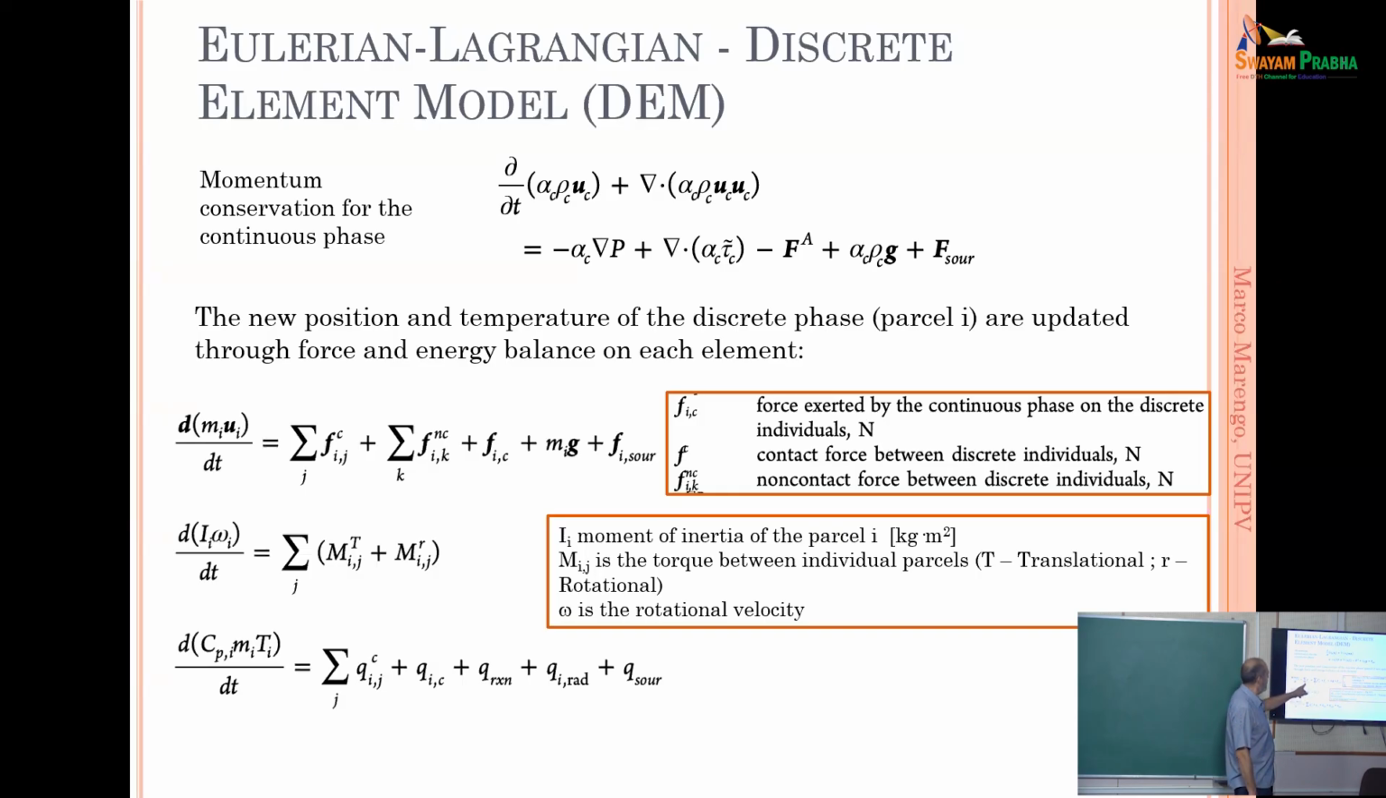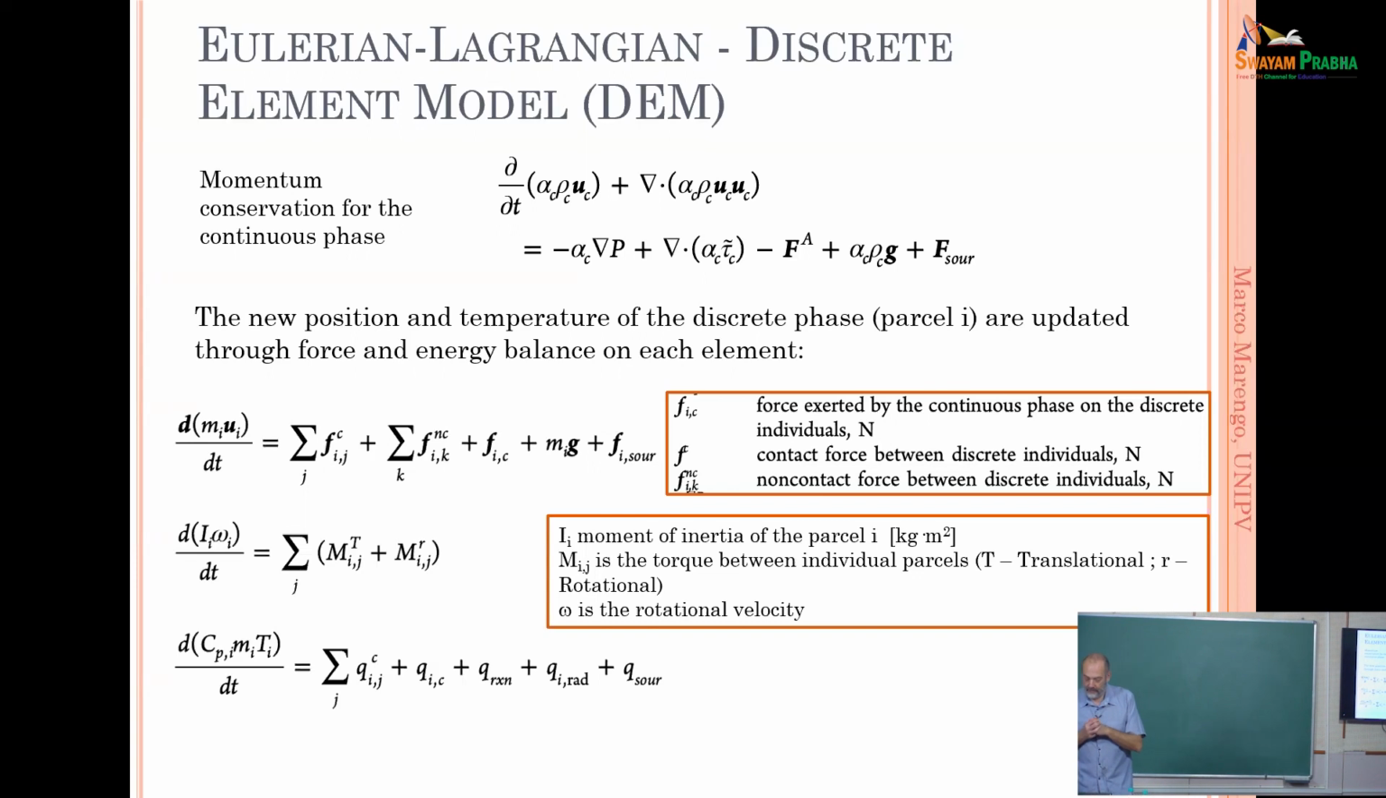This one is the force exerted by the continuous phase on the parcel. This is the non-contact force, because we may think that when we have two parcels that are going close, they can merge in some cases, or maybe they can repel each other. So we need to understand the different cases, for example, solid particles. If we have parcels of solid particles, we may have a merge, but we may say no, there is no merge, they are going away. So we need to describe this kind of phenomenon.